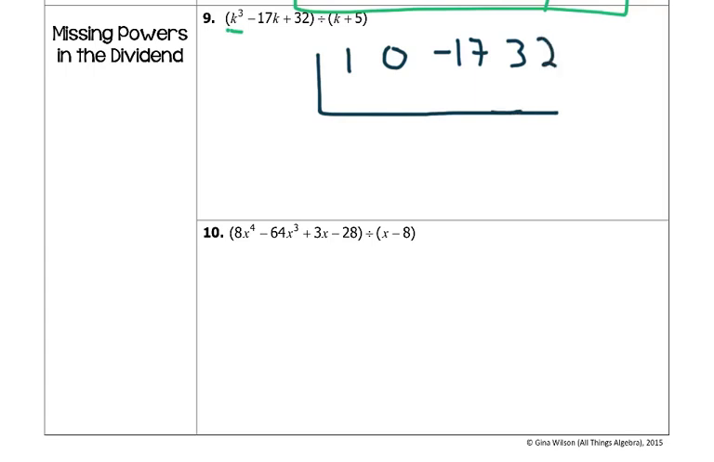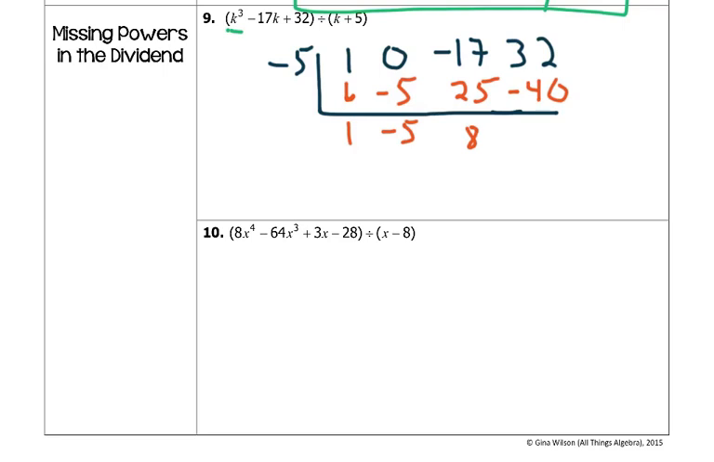And we do our thing. Put a negative 5 on the outside that I got from my binomial when I set it equal to 0. Bring down the 1. Negative 5 times 1 is negative 5. 0 plus negative 5 gives us negative 5. Negative 5 times negative 5 is 25. Negative 17 plus 25 gives us 8. Negative 5 times 8 gives us negative 40.